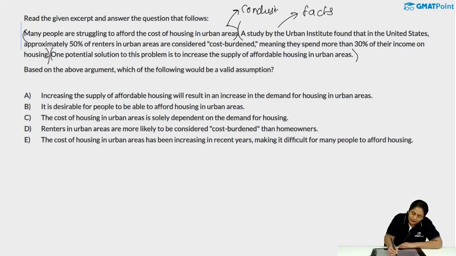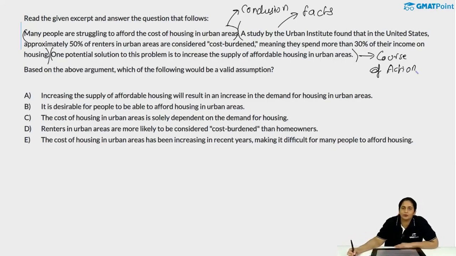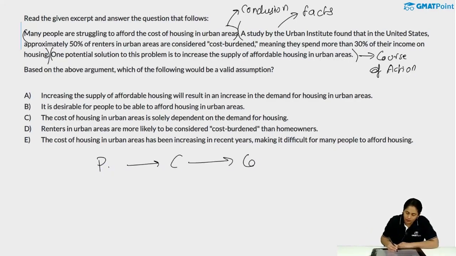And this is a course of action that is mentioned over here. The fact is that most people are cost burdened, that is, the cost of rent is more than 30% of their income. Therefore, many people are struggling to afford the cost of housing because it is a large part of their income. The solution to this is to build more affordable housing. So, a premise is given, then a conclusion is reached, and a course of action is mentioned.